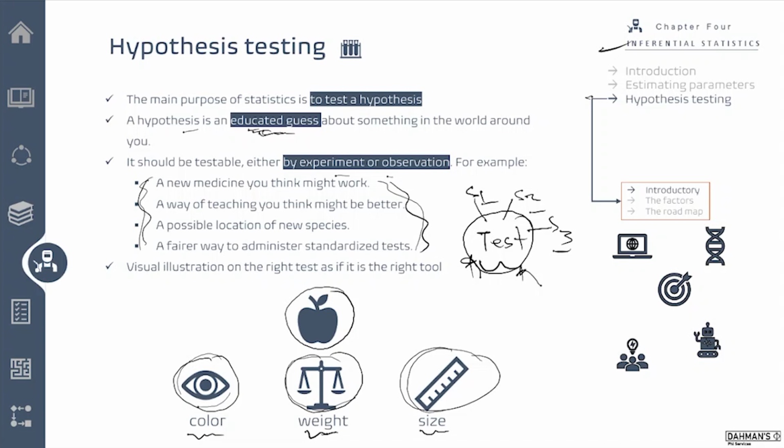And that's exactly what we're going to do in the following 2 points. First, we're going to learn about some factors about hypothesis and choosing the right test. And finally, I'm going to give you a roadmap to let you choose the right test. I will see you then.